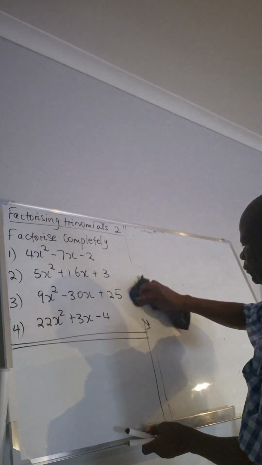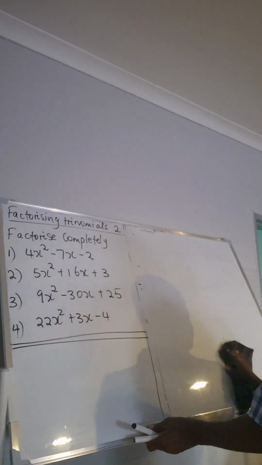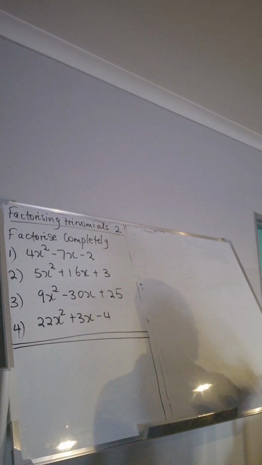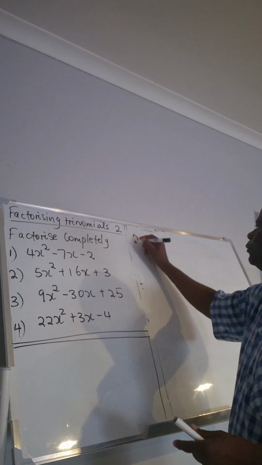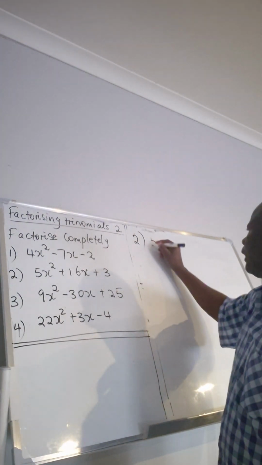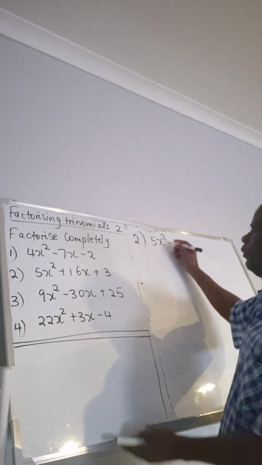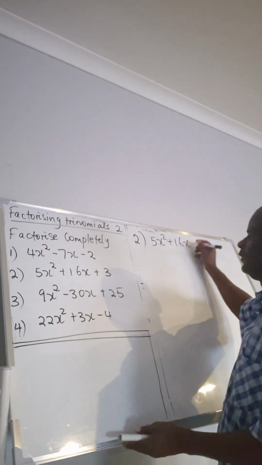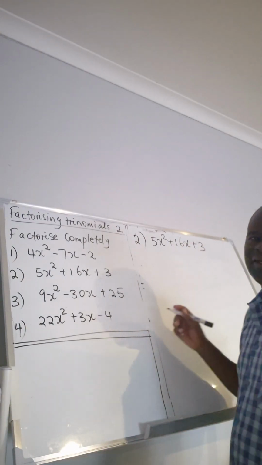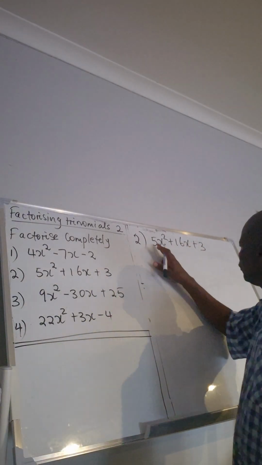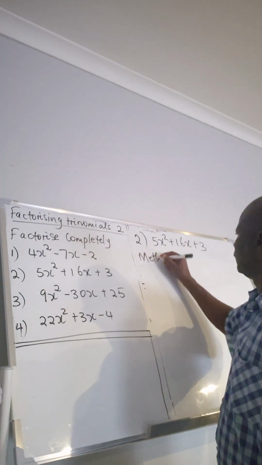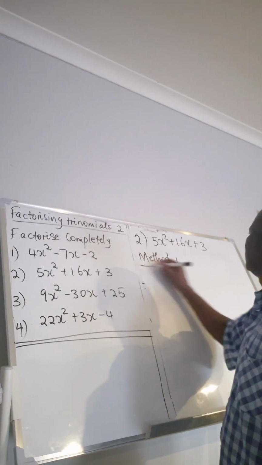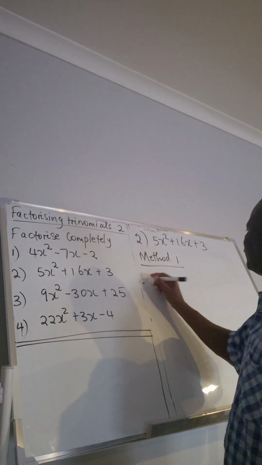Solution number 2. 5x squared plus 16x plus 3. Like what we did before. The first method, method 1, is just trial and error.